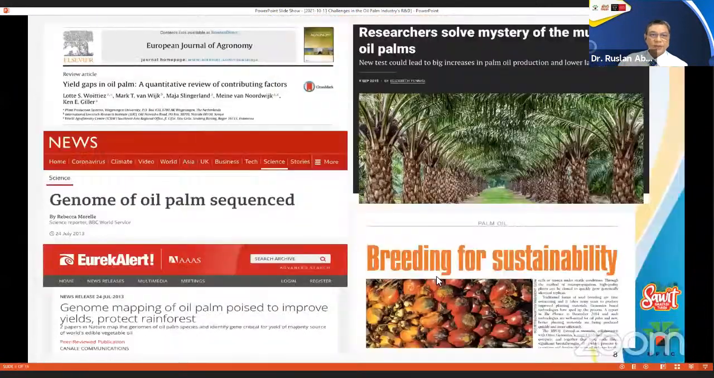As a result of continuous R&D, what we have today is a very sustainable oil crop, which is one of the most highly productive crops when it comes to vegetable oil crops. Oil palm is able to produce 4.4 metric tons of oil per hectare per year, compared to about 0.75 metric tons per hectare per year from rapeseed, which is the closest rival.